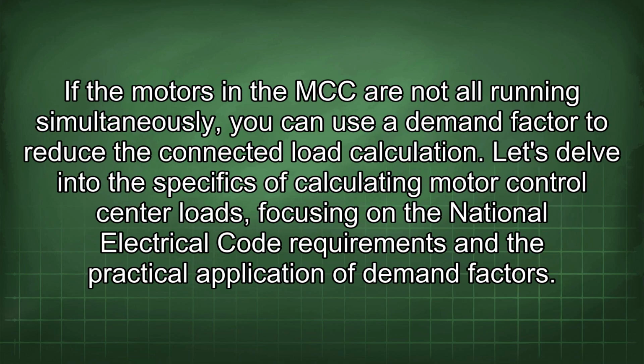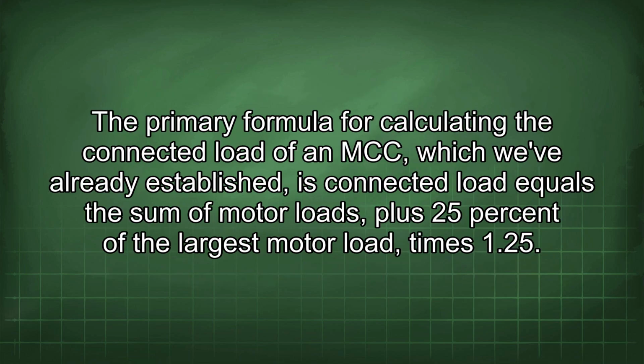If the motors in the MCC are not all running simultaneously, you can use a demand factor to reduce the connected load calculation. Let's delve into the specifics of calculating motor control center loads, focusing on the National Electrical Code requirements and the practical application of demand factors. The primary formula, which we've already established, is: connected load equals the sum of motor loads plus 25% of the largest motor load, times 1.25.